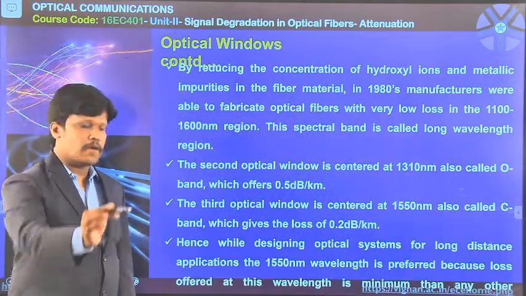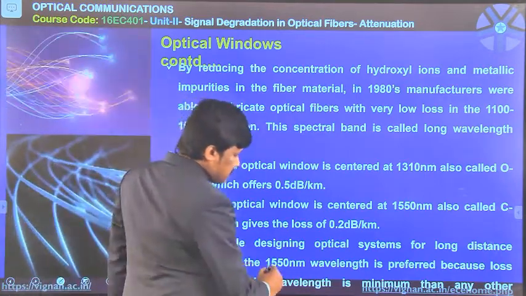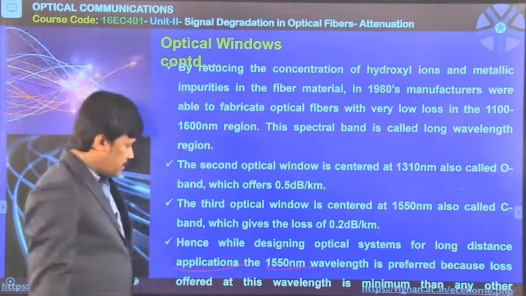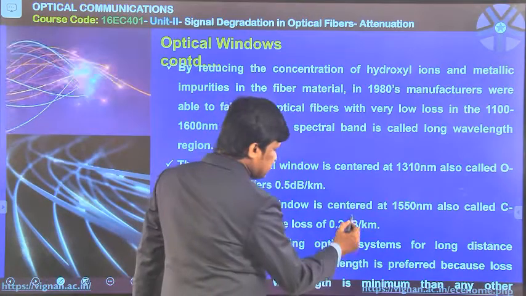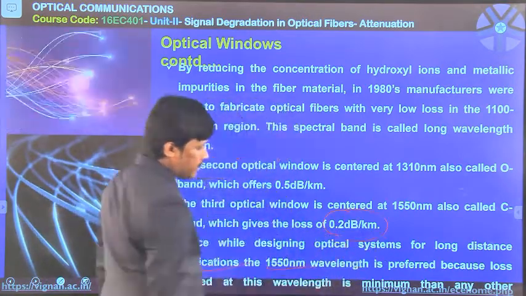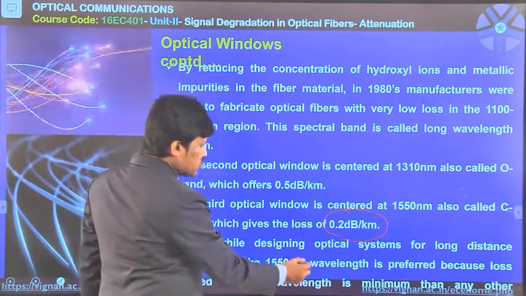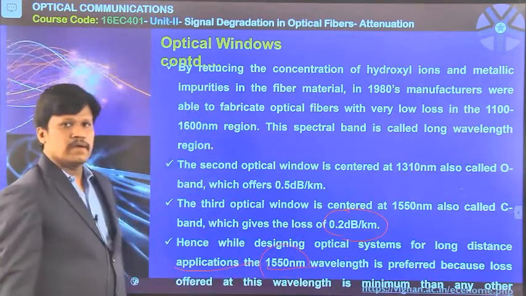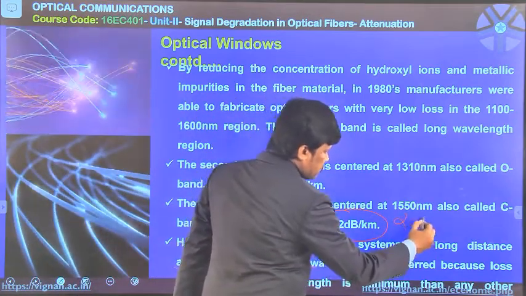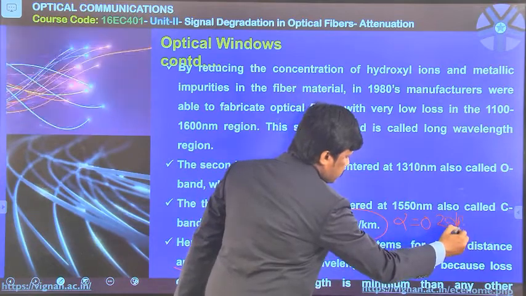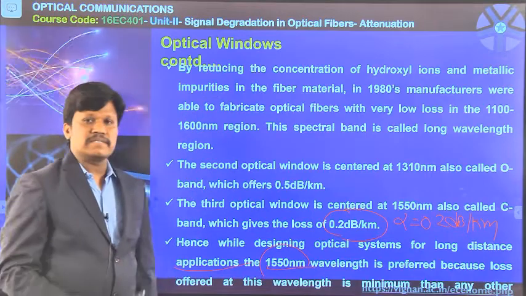So, while designing optical systems for long distance applications, 1550 nanometer is the best wavelength and is preferred because the loss offered at this wavelength is minimum, that is 0.2 dB per kilometer, which is very much less compared to the first and second windows.